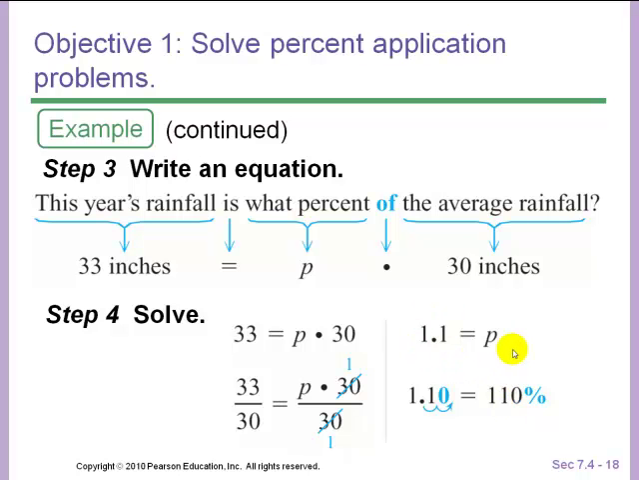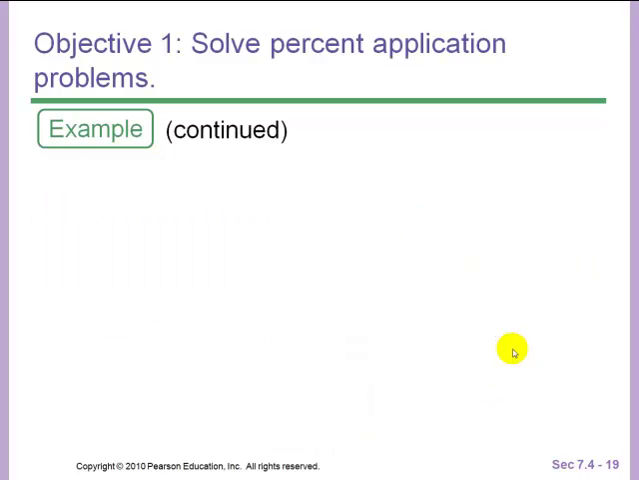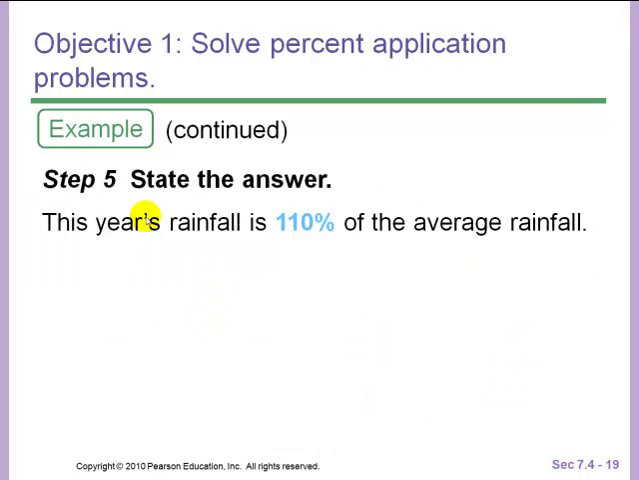That is the only real difference between percent equations versus percent proportions. If you're using proportions, the answer is exactly what it needs to be. There's no moving decimals. So make sure you keep those two things straight. So this year's rainfall is 110% of the average rainfall.